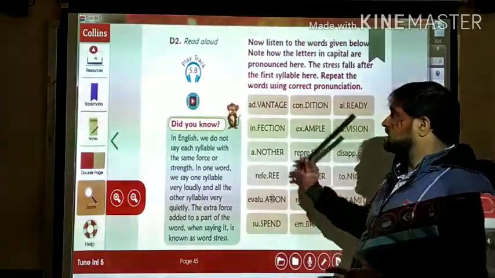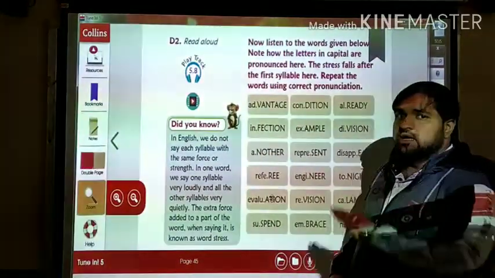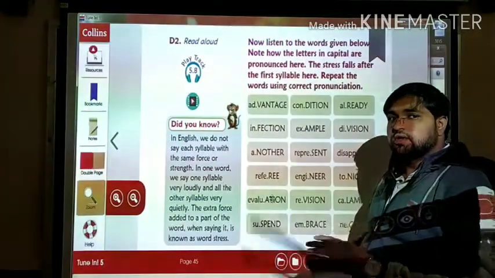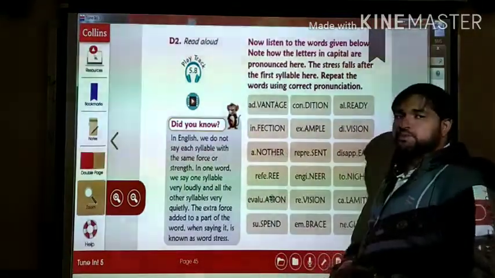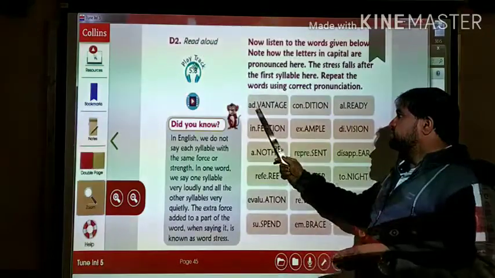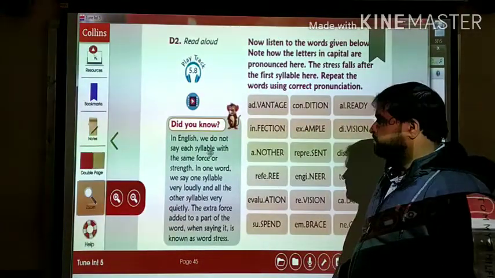After listening to this audio, we will compare these words. In those words, we had to put stress on the first syllables. But now in these words, we have to put stress on the second syllable after the dot. Okay, so let us listen to this audio.